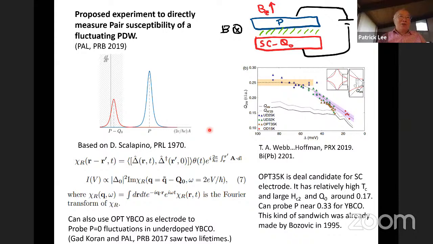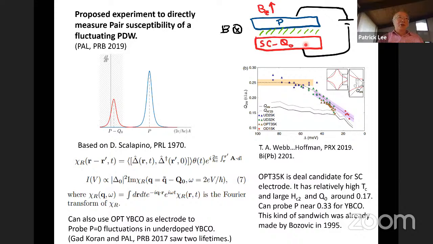So Doug pointed out, how can you measure a pair-pair correlation function? For the spin correlation function, you use neutron scattering. You need to couple it with something, but this is off diagonal. So the only way you can do it is to couple it to another superconductor, right? To probe it with another superconductor. So he came up with the idea of making a sandwich of the fluctuating superconductor that you want to probe with a conventional or ordered superconductor.